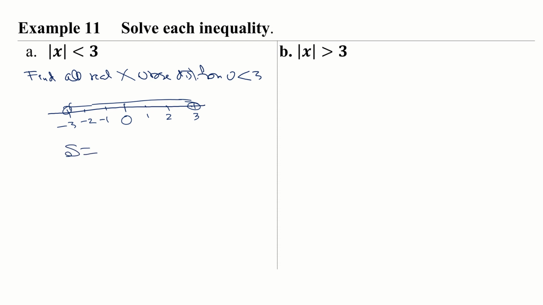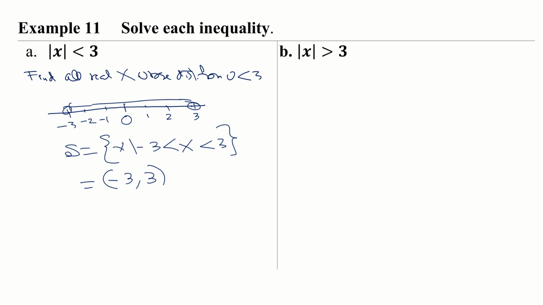So the solution set equals all x such that negative 3 is less than x less than 3. That's in set builder notation. And in interval notation, it's parentheses negative 3 comma 3 parentheses. Remember, we want strictly less than 3. That's why we need parentheses.